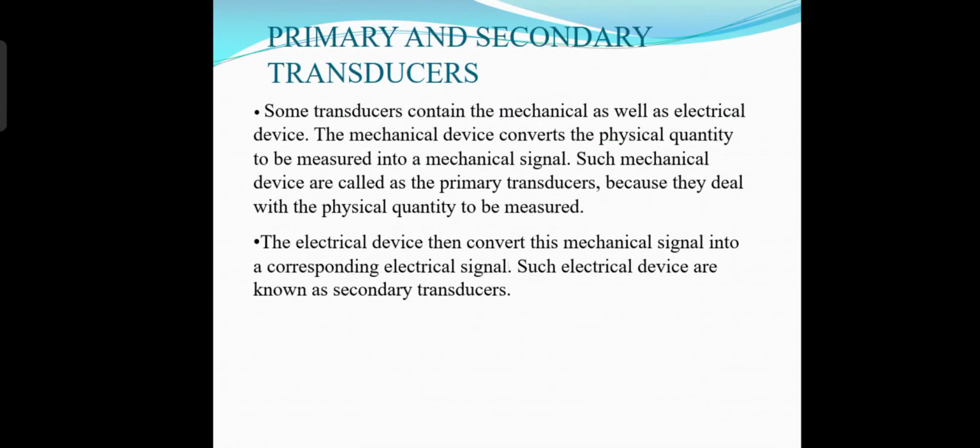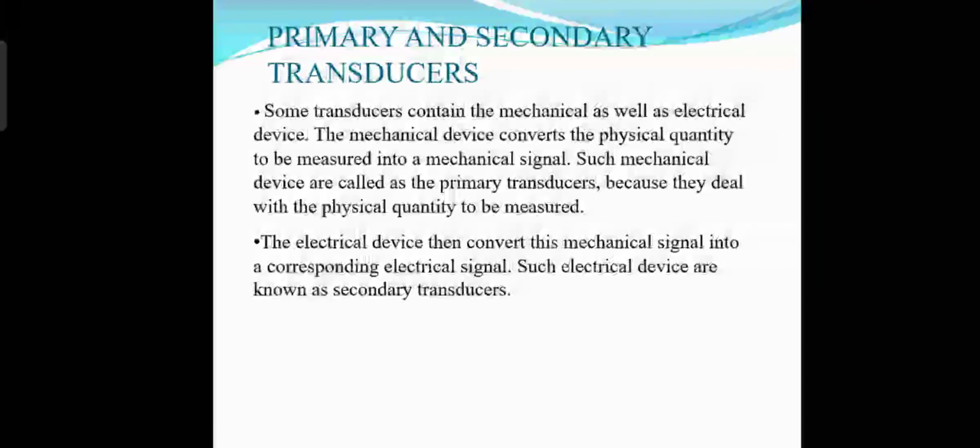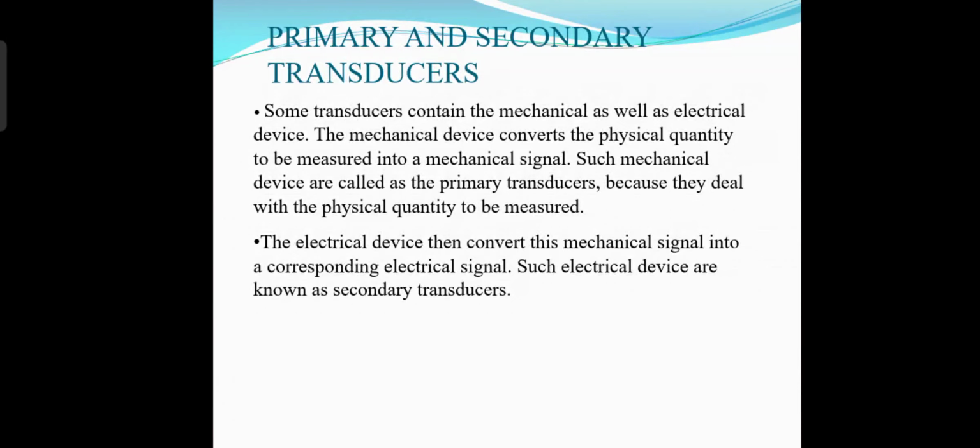The next is about primary and secondary transducers. Some transducers contain a mechanical as well as an electrical device. The mechanical device converts the physical quantity to be measured into a mechanical signal. Such mechanical devices are called primary transducers because they deal with the physical quantity to be measured. The electrical device then converts this mechanical signal into a corresponding electrical signal. Such electrical devices are known as secondary transducers.